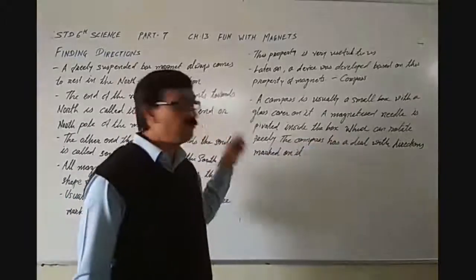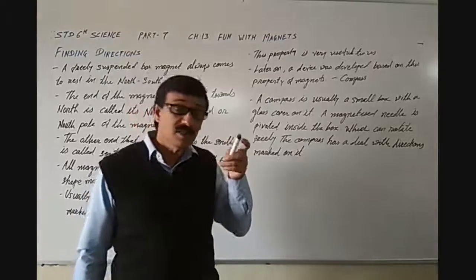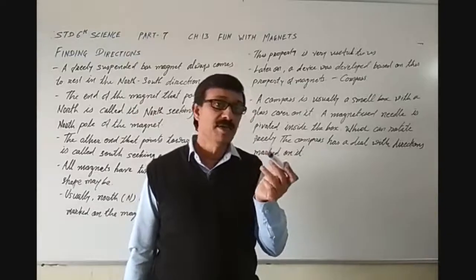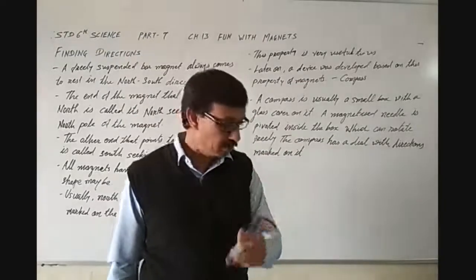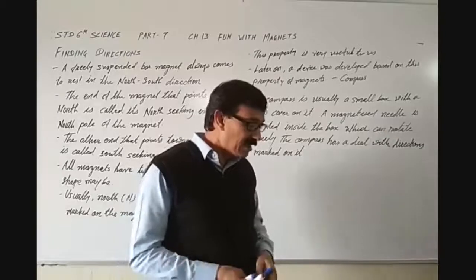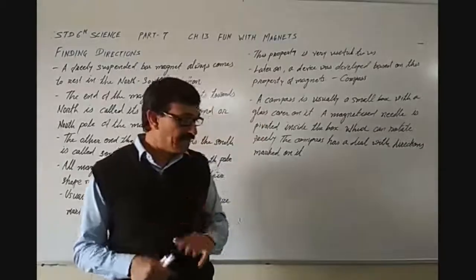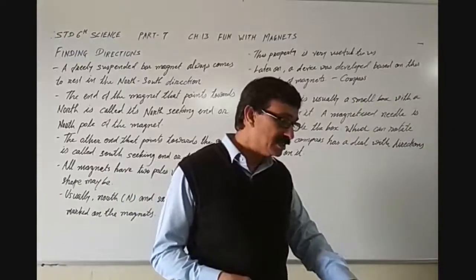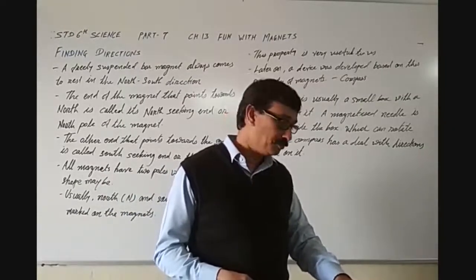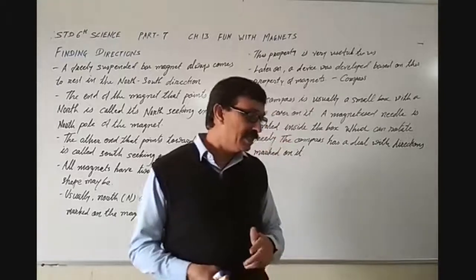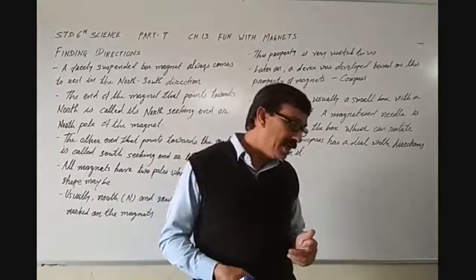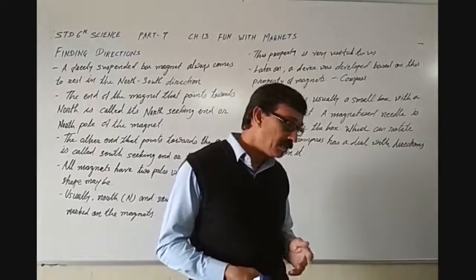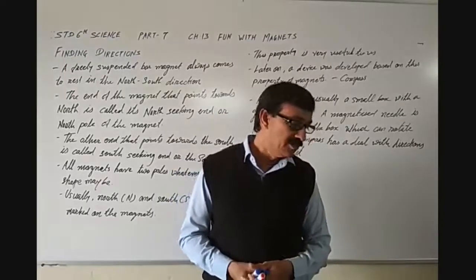The needle can rotate freely. Why? Because the needle is magnetized and it should rotate freely. Then it will come to rest in the north and south direction. The compass also has a dial with directions marked on it. The compass is kept at the place where we wish to know the directions. Its needle indicates the north-south direction when it comes to rest.